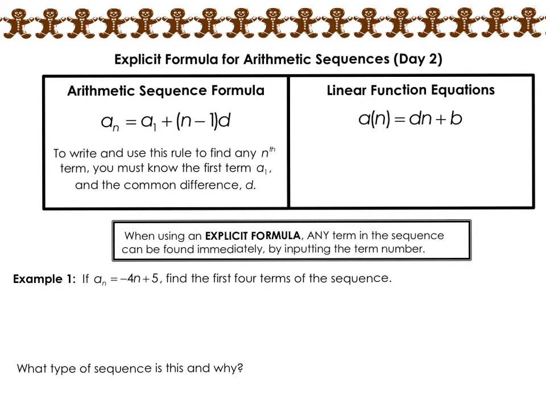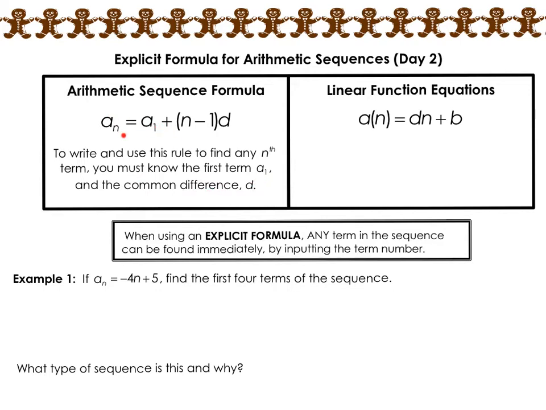So the arithmetic sequence formula is written like this: a sub n equals a sub 1 plus n minus 1 times d. This is given to you, so you don't have to memorize it, you just have to be familiar with it. To write and use this rule to find any nth term, you must know the first term, a sub 1, and what the common difference d is. Then you can sub those things in.